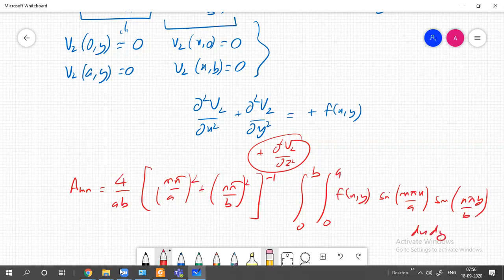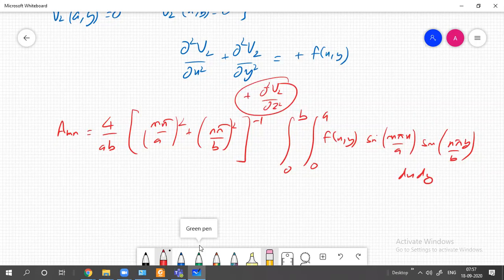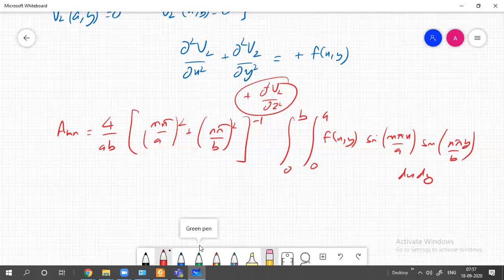If you look into the A, m, and p in the Poisson's equation in the cube, everything will remain the same. It was 8 by ABC, and here p pi by C, and 0 to C, and here sine p pi z by C was there, and dz was there. Additional terms were introduced.